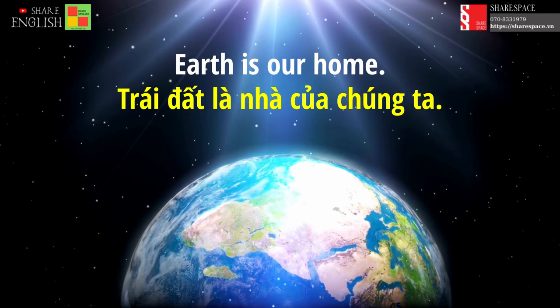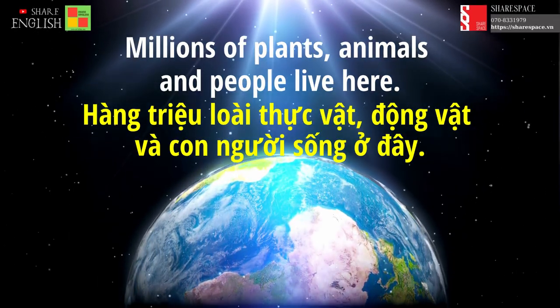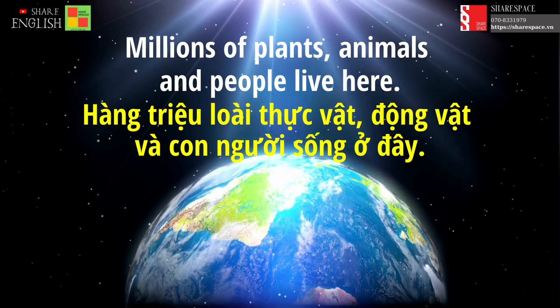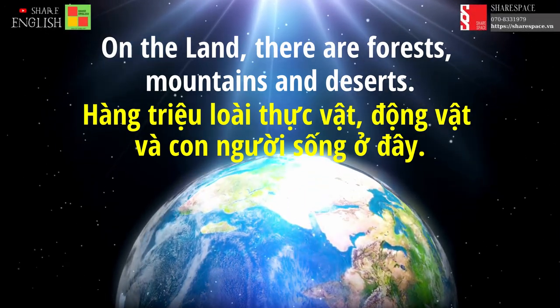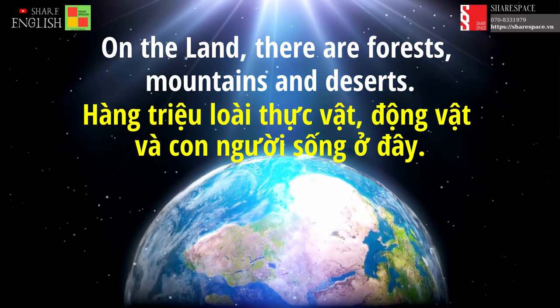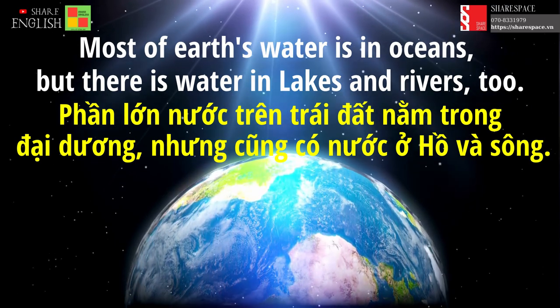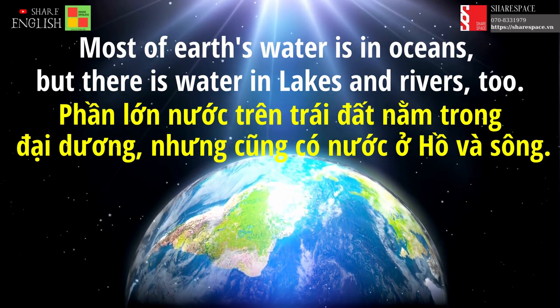Earth is our home. Millions of plants, animals, and people live here. On the land, there are forests, mountains, and deserts. Most of Earth's water is in oceans, but there's water in lakes and rivers, too.